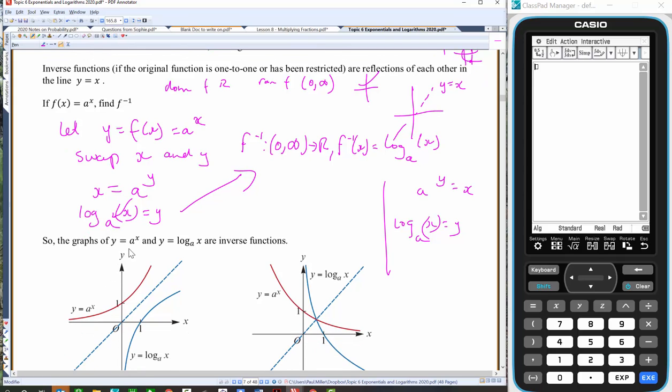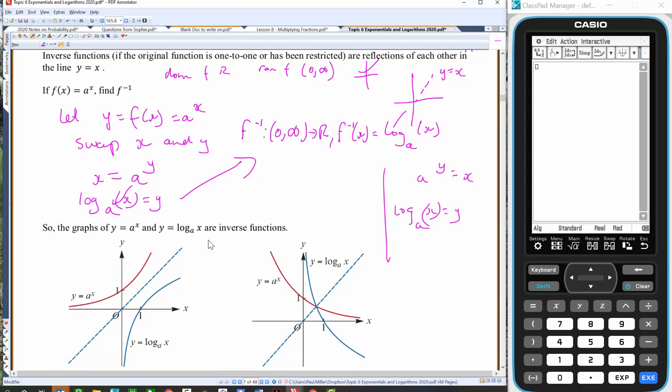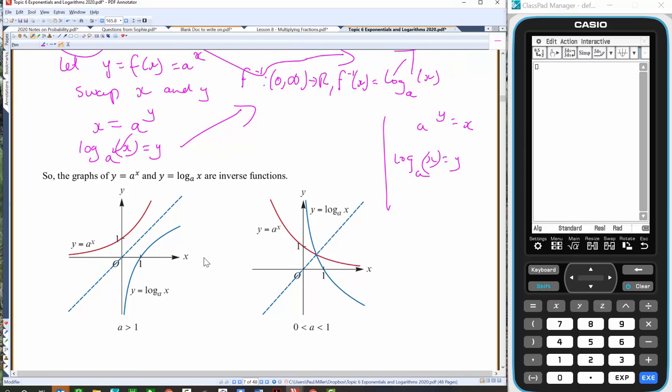So the graphs of y equals a to the x and y equals log a x are actually inverse functions. So a to the x and that are inverses of each other. If this is our exponential function here, this will be our logarithmic function here. Okay, that's an inverse. If this is our exponential function, a to the x, with a reflection in the y-axis, then this is what our logarithm function is going to look like. And that's really important to know: if you know what the exponential function looks like, it can help give you an idea of what the log's going to look like.